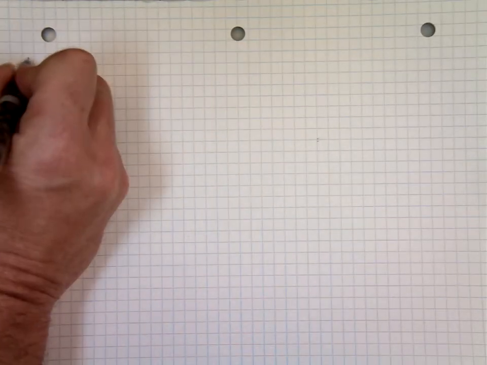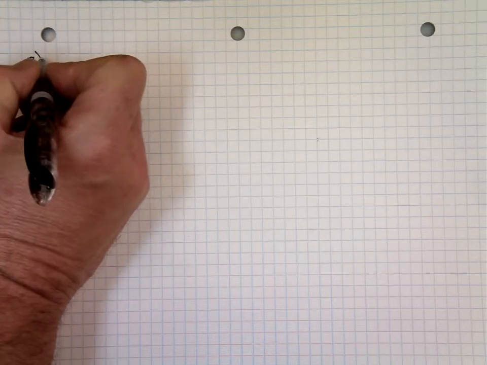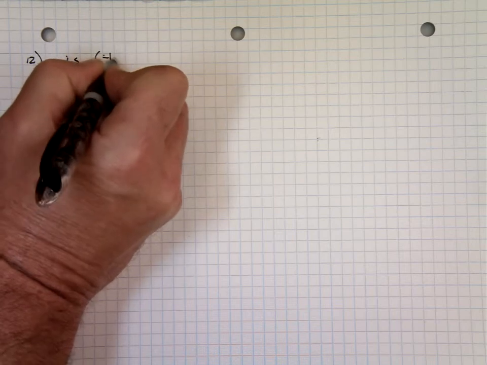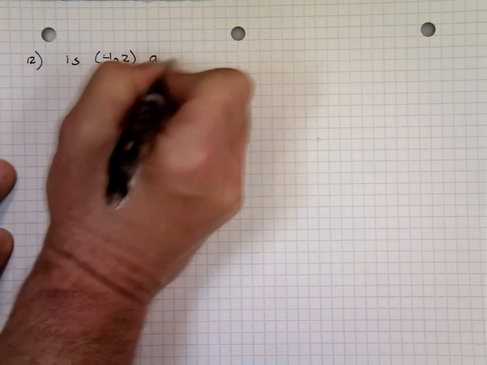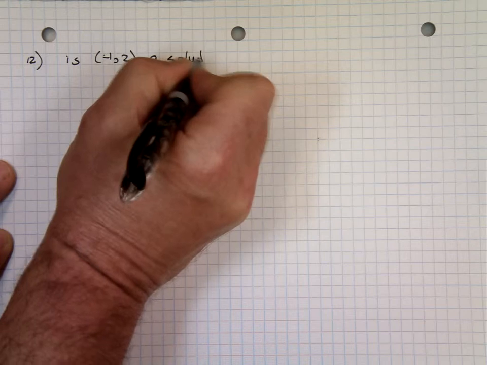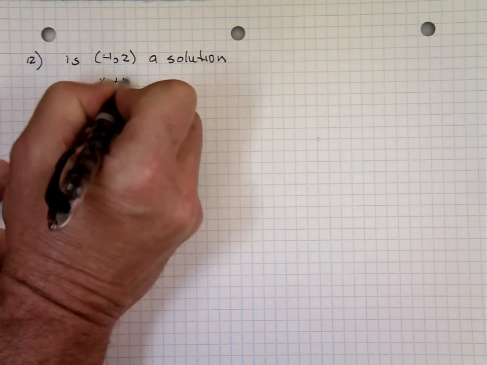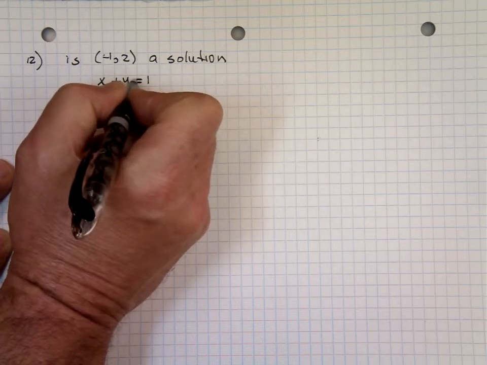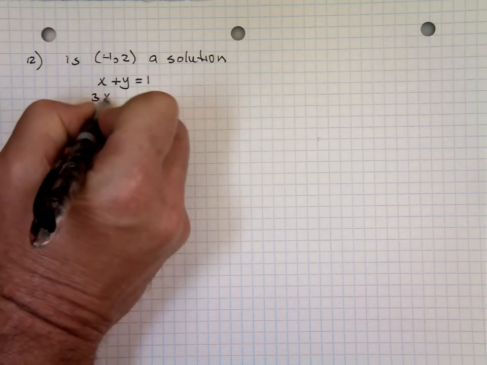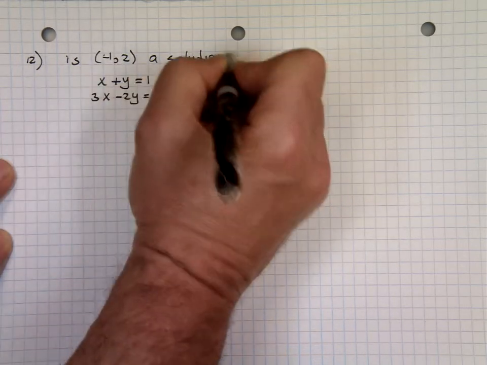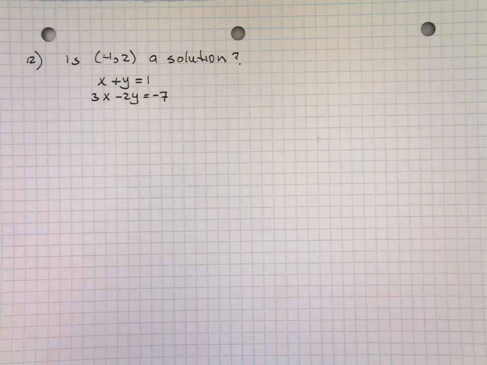Number 12. Is the point -1, 2 a solution to the system? I'm going to give you the two equations. x plus y equals 1. 3x minus 2y equals -7. Is that point a solution? Is -1, 2 a solution?